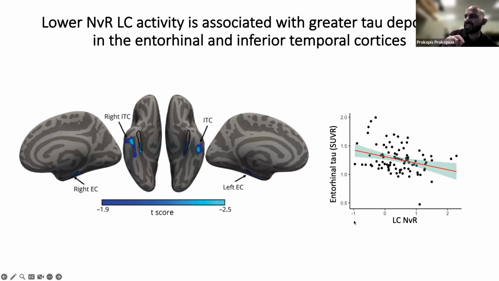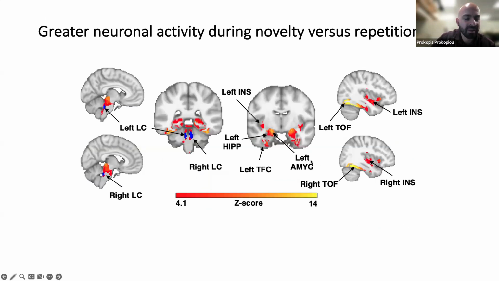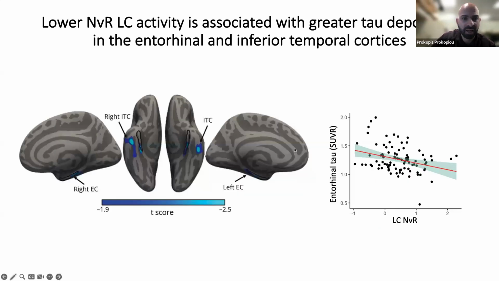I won't show images for other regions, but I'll say now that in addition to the LC, we also examined the association between activity in the hippocampus and the amygdala in predicting entorhinal tau, and we found no significant association. So this was very specific to the locus coeruleus.